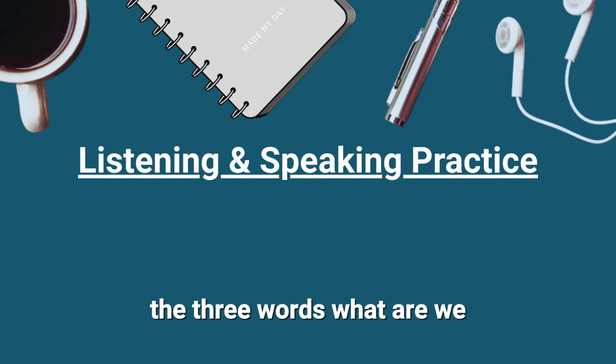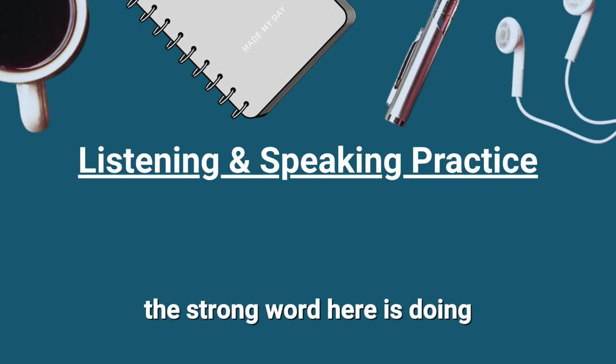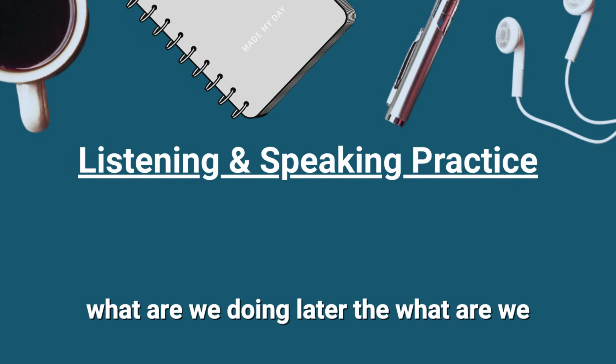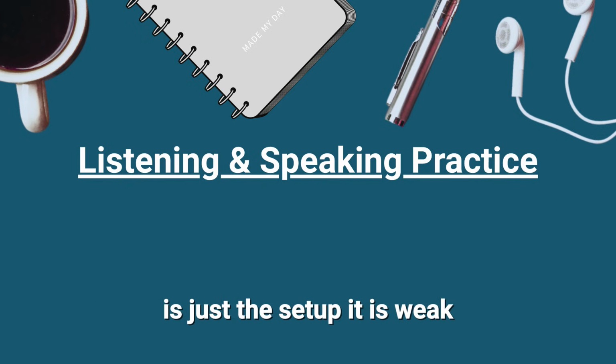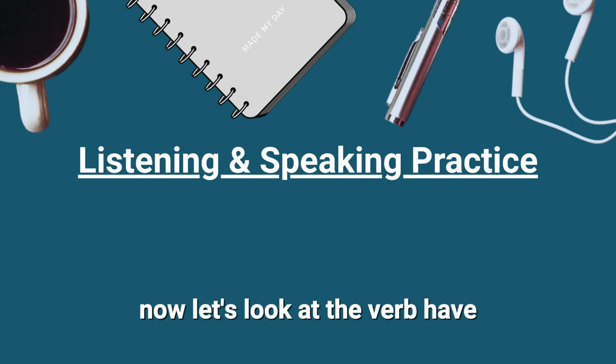The three words, what are we, can blend together into a smooth sound. The strong word here is doing. That is the action. That is where the energy goes. What are we doing later? The what are we is just the setup. It is weak. It is fast. It is quiet. Now, let's look at the verb have.